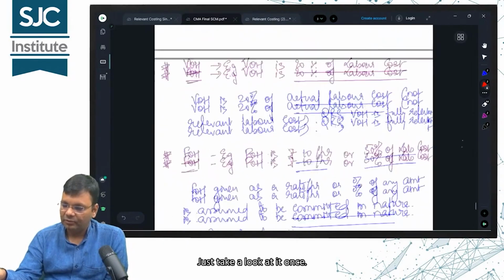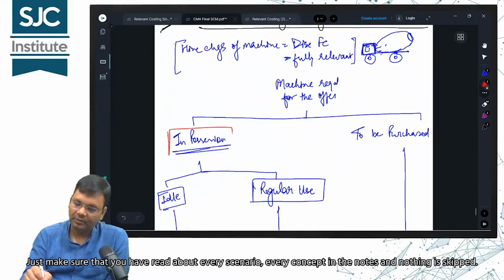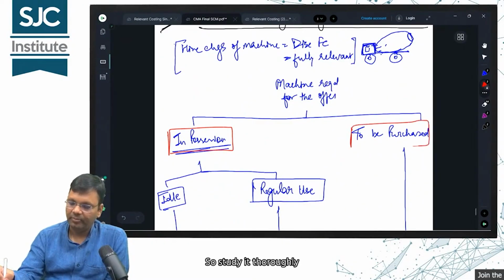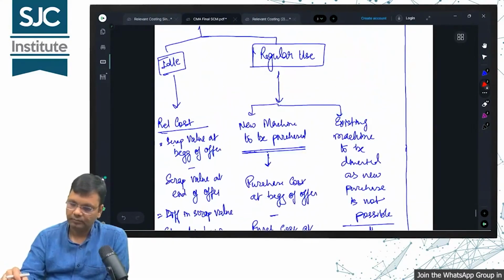Just take a look at it once. Just make sure that you have read about every scenario, every concept in the notes and nothing is skipped. So study it thoroughly. And mark it in the box.